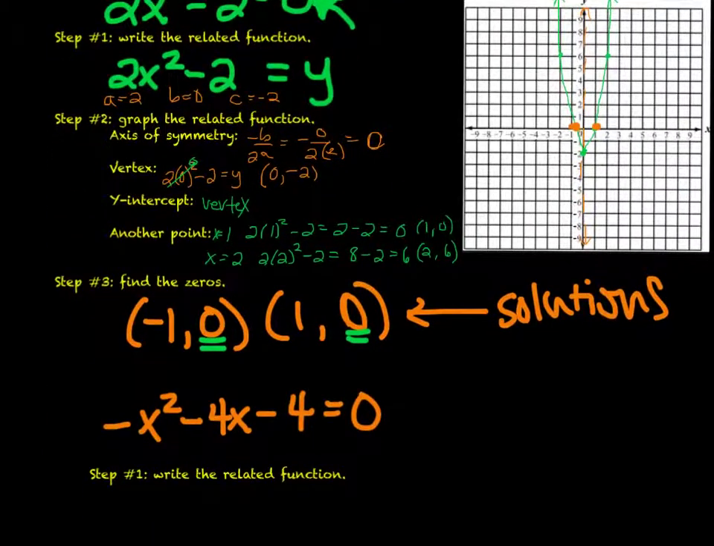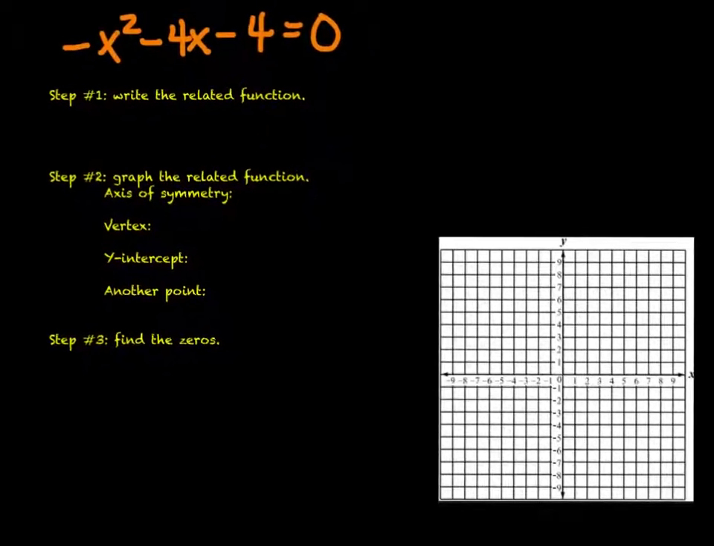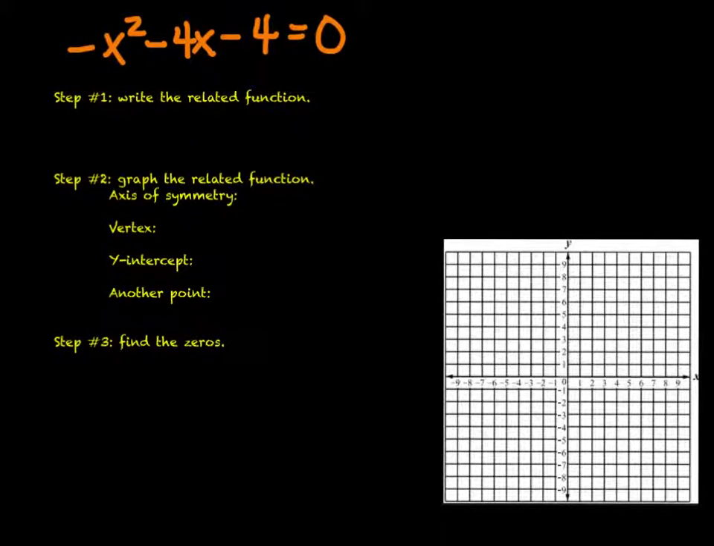So let's do this a couple more times. We're going to speed up this process a little bit though. So graph this function, -x squared minus 4x minus 4 equals 0. So we need to write the related function, and that is going to be -x squared minus 4x minus 4 equals y, or f of x, either one.